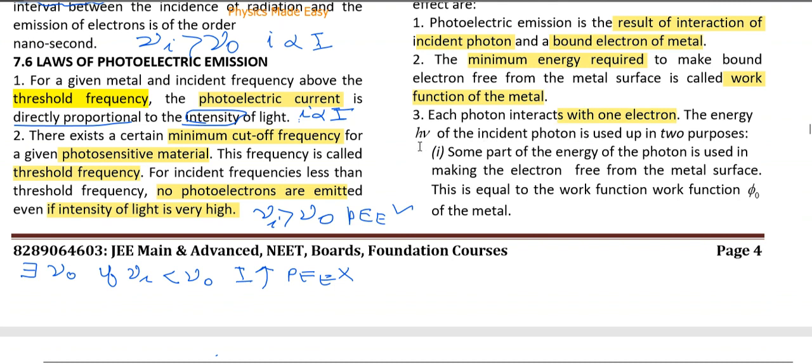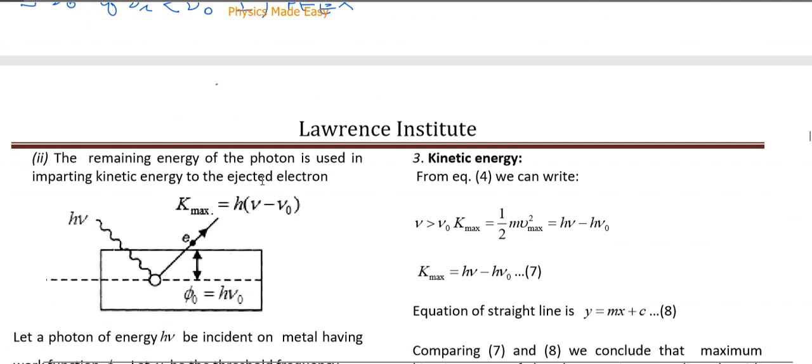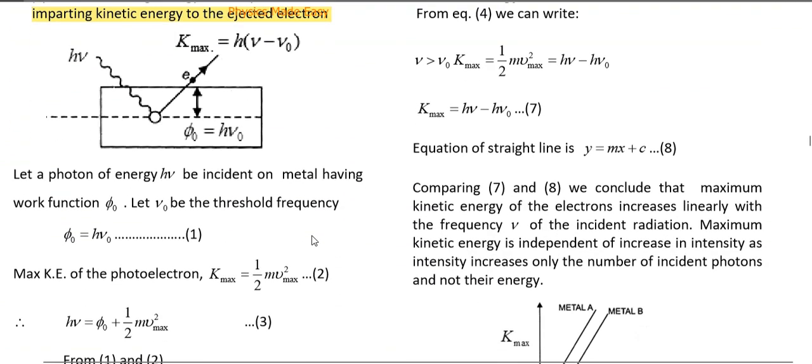The energy h nu of the incident photon is used up in two processes. First, some part of the energy is used to supply the work function, or to make the electron free from the metal surface. That is the first part. The remaining part of the energy is used for imparting kinetic energy.